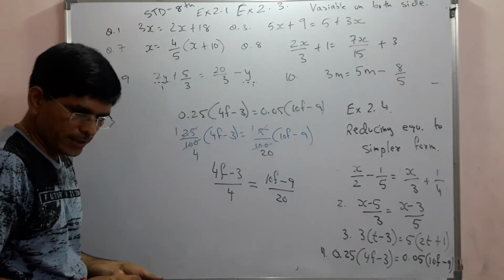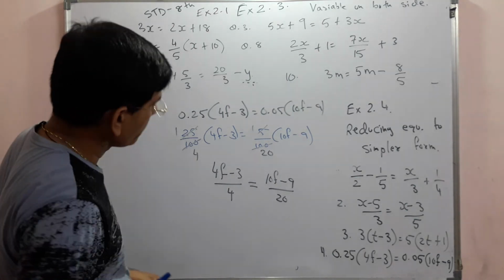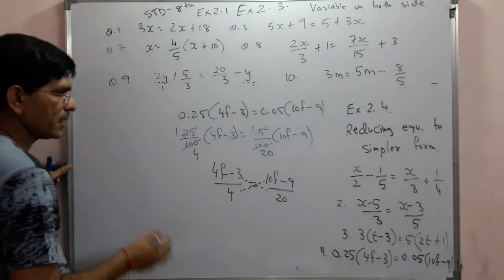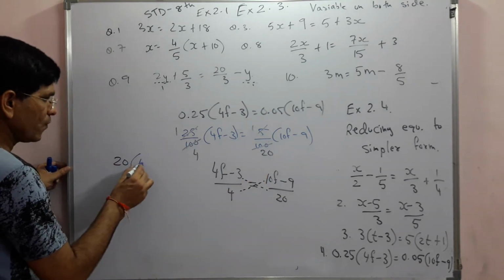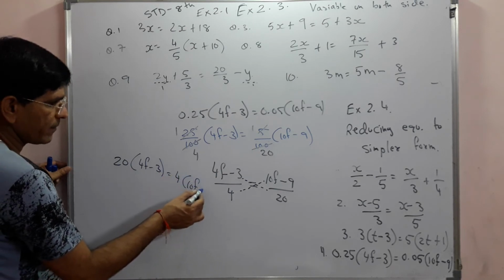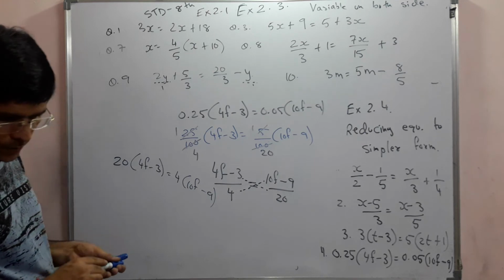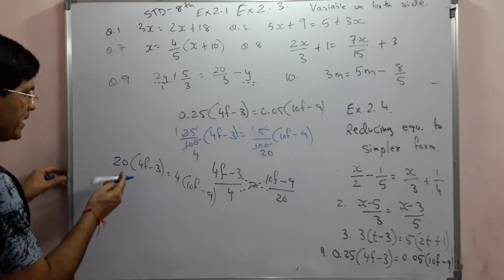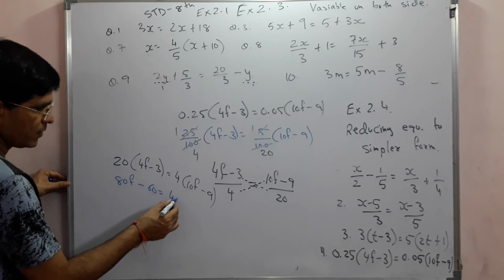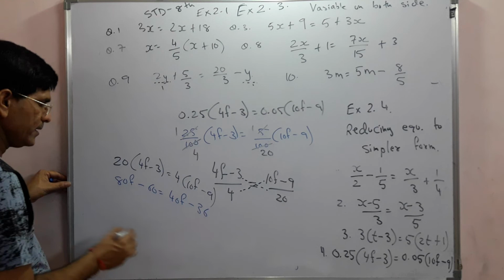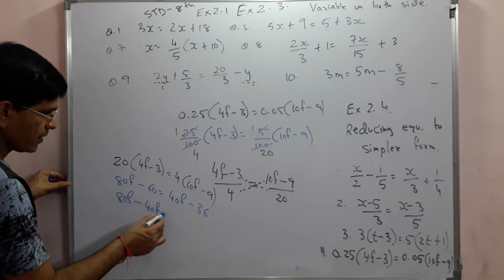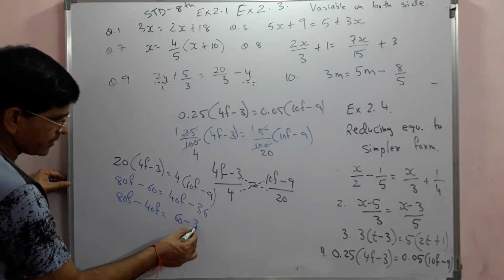Now you can do it by the cross multiplication method. We have to do cross multiplication. So 20 into 4f minus 3 is equal to 4 in bracket 10f minus 9. Now open the bracket, you will get the correct answer. So 80f minus 60 is equal to 40f minus 36. So 80f minus 40f is equal to 60 minus 36.